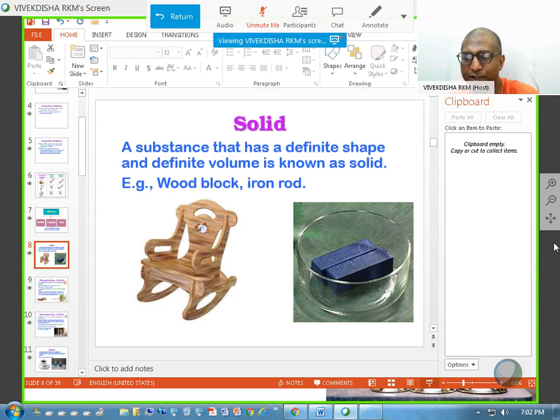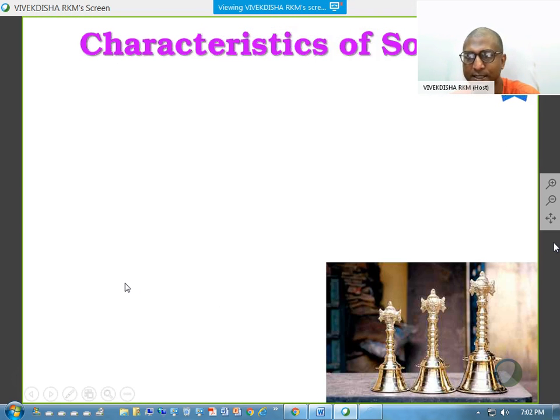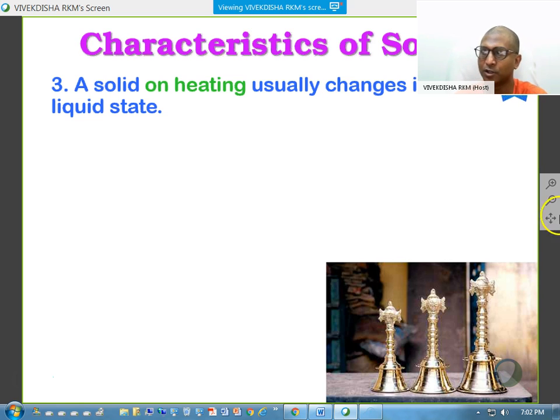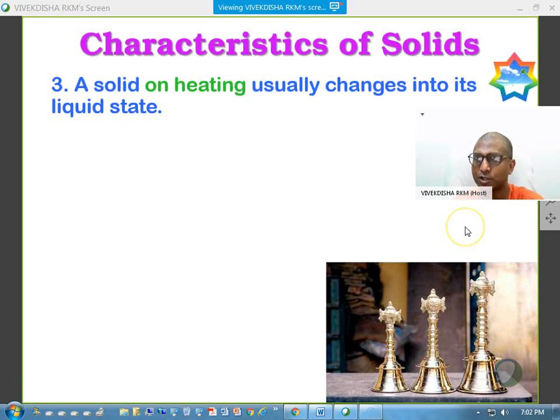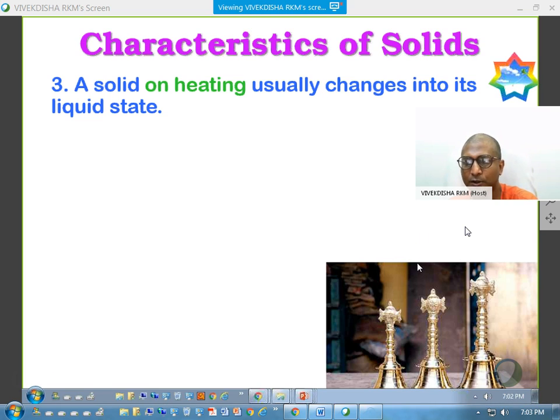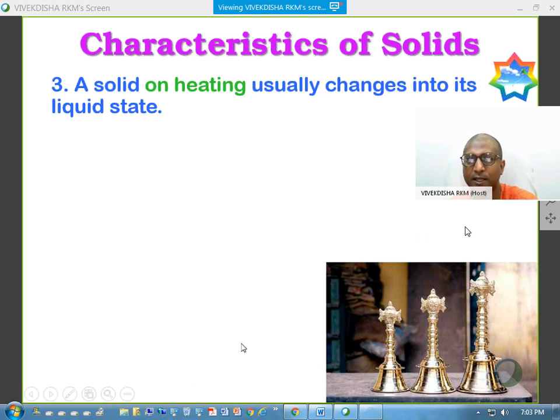So one important feature from this experiment we can see, I will write and you also write. A solid on heating usually changes into its liquid state. We have done it earlier. So go on writing. A solid on heating usually changes into its liquid state. We know that. Simply we can understand, if we heat ice, it will melt down to liquid water.